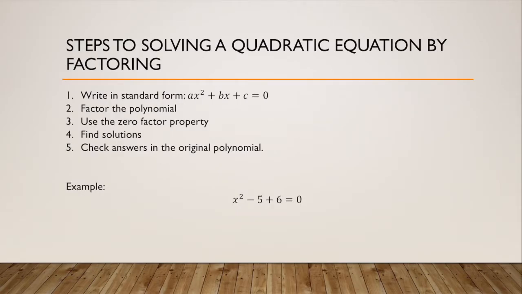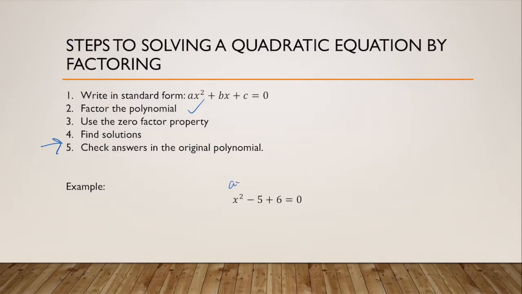So how do I solve a quadratic equation by factoring? The first thing I'm going to want to do is write my equation in standard form. I want to factor my polynomial. We know how to do that. We're going to use the zero-factor property, find solutions, and then we can always check our answers back in the original equation. So here I have x squared minus 5x plus 6.